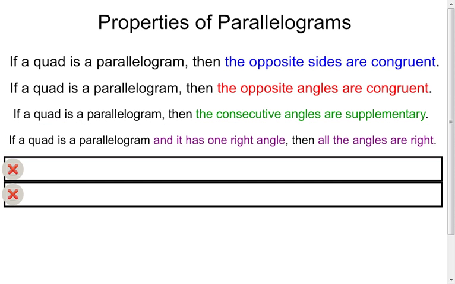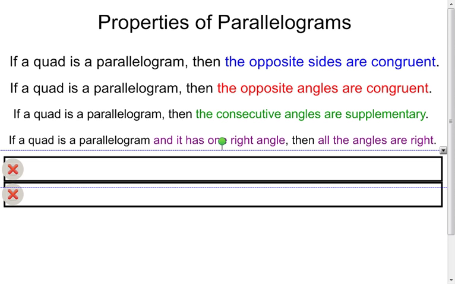The next property we have deals with the tab in the computer lab where you tried to make one of the angles right, and what happened is when you make one of the angles right, then they're all right angles. So I look at this one as saying if one angle is a right angle, then they're all right angles. Now that only works in a quadrilateral because it has four sides and four angles.